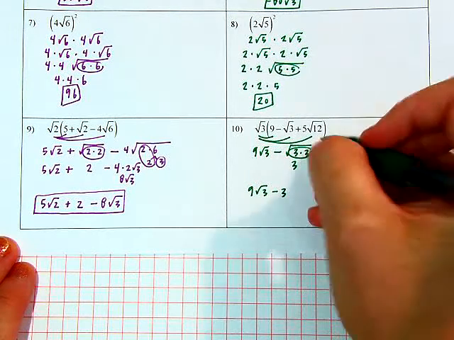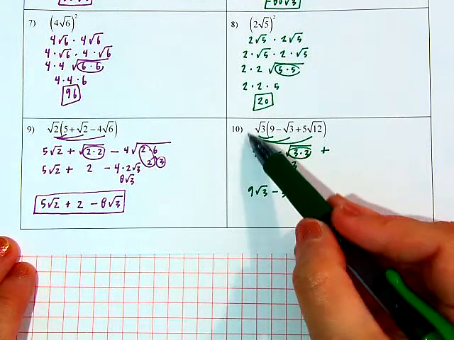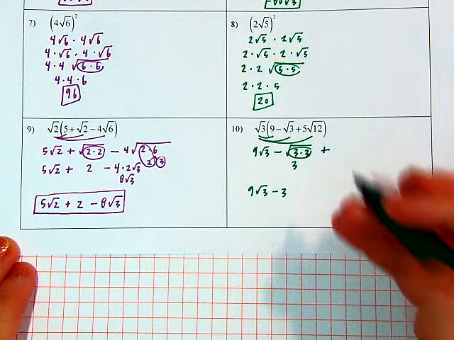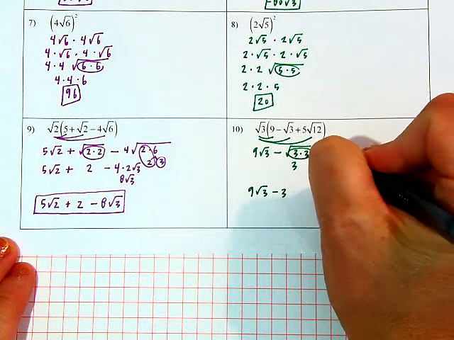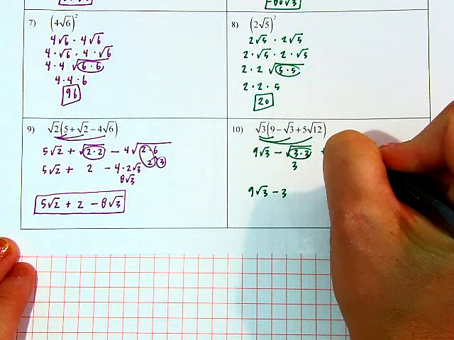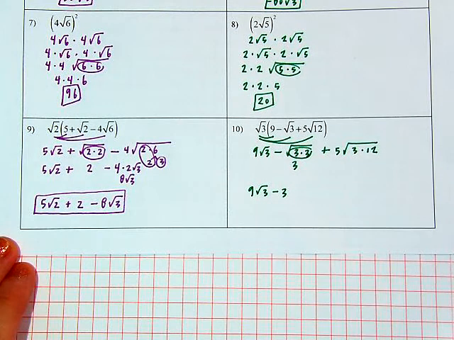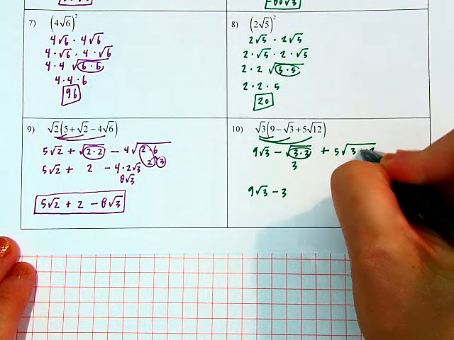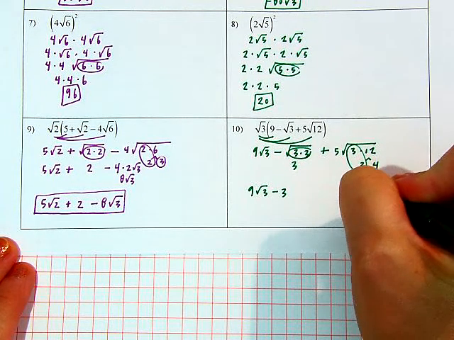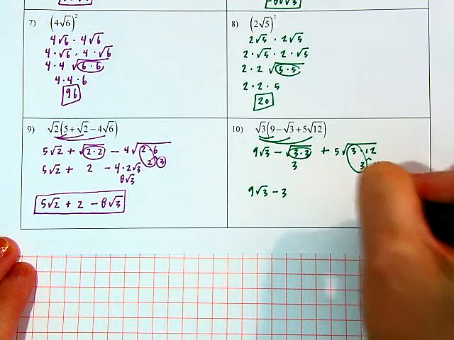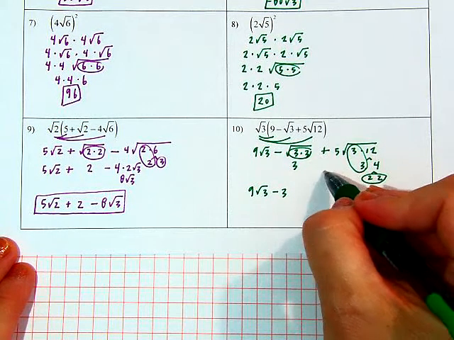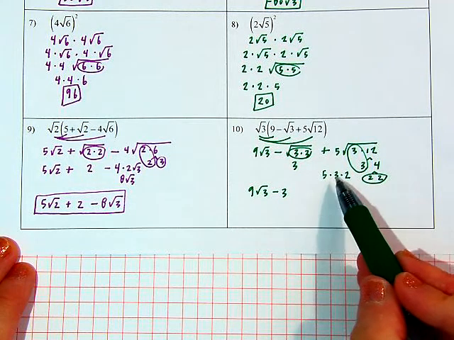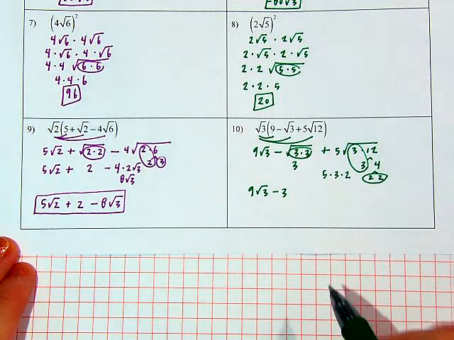And then last part to multiply, I have the square root of 3 times 5 square root 12. So I have a 5 on the outside. Underneath I have a 3 times 12. So when I look at that 12, I can see, well, that's 3 times 4. Now I have a pair of 3's. And then 2 times 2. Now I have a pair of 2's. So I really have 5 times 3 times 2. 5 times 3 is 15, times 2 is 30.